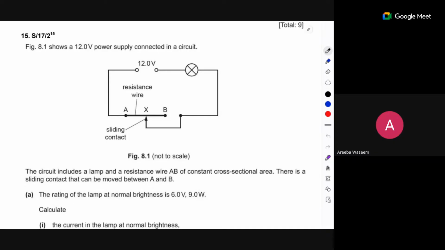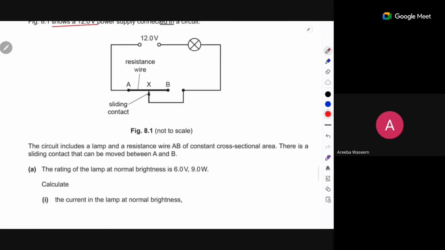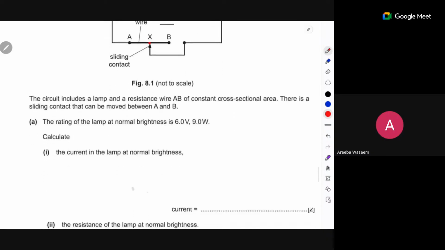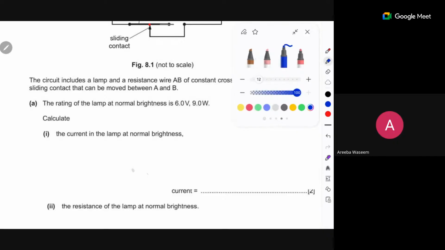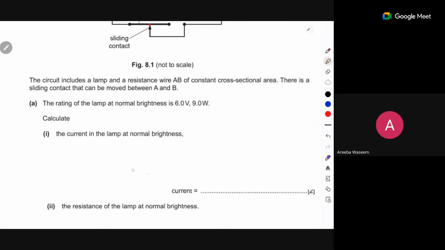Okay, it says that figure 8.1 shows a 12-volt power supply that is connected with the circuit. A lamp is there, and there is a wire A, B, and there is a terminal X. Right? The circuit includes a lamp and resistance wire. Okay, and this all, just let me select the highlighter. Yes, wire has a constant cross sectional area. This is an important one. There is a sliding contact that can be moved between A and B.